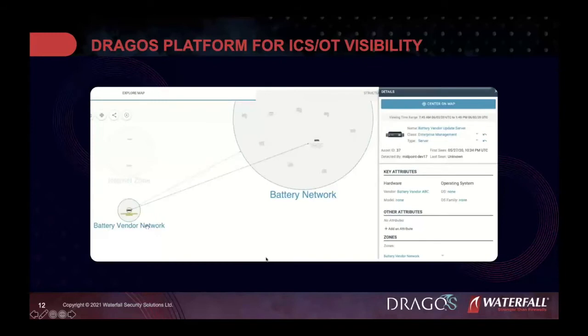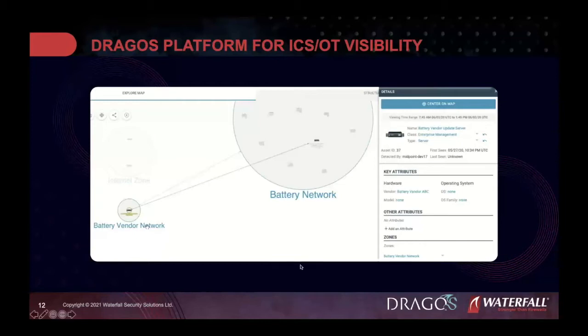Here we can also see if we have extra communications with our environment, in this case reaching out to the internet from the battery network. Here we have it set up like an OEM or a vendor is communicating back. They might be doing that to perform updates or maintenance in the environment, but being able to highlight and monitor that is very important for maintaining the asset inventory.